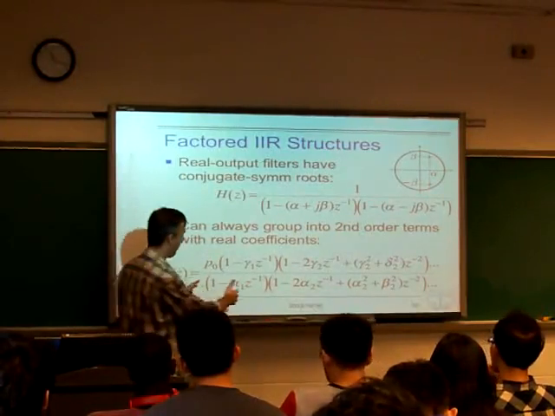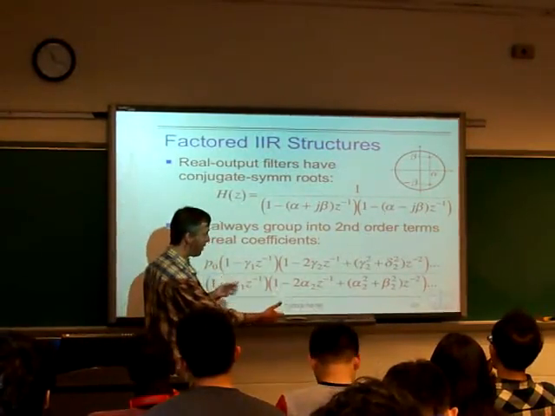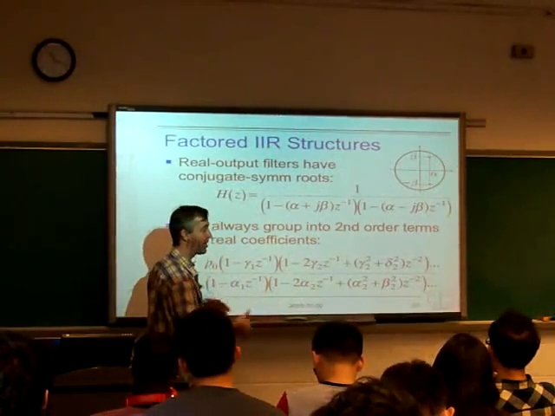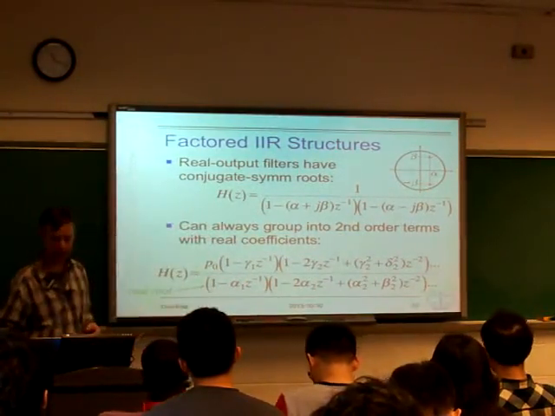Of course, we may have some real roots as well. If we have more than one real root, we can combine them to give us a second-order system which also still has real coefficients.